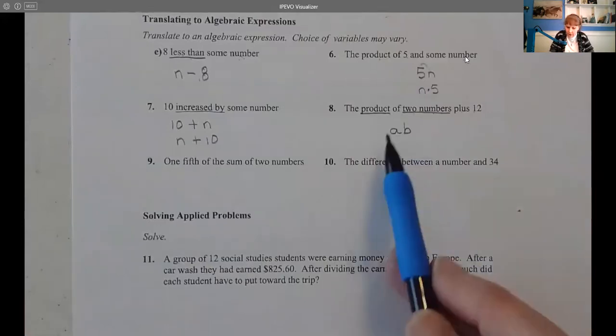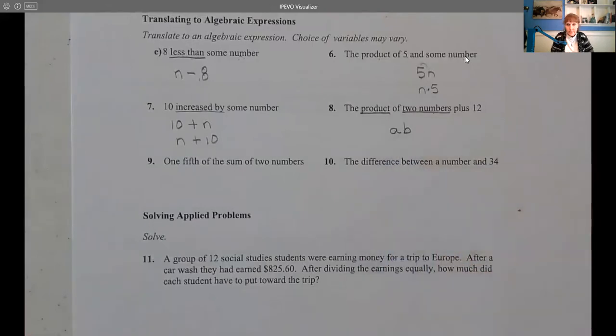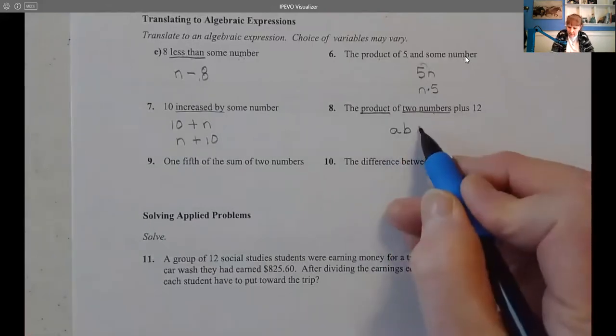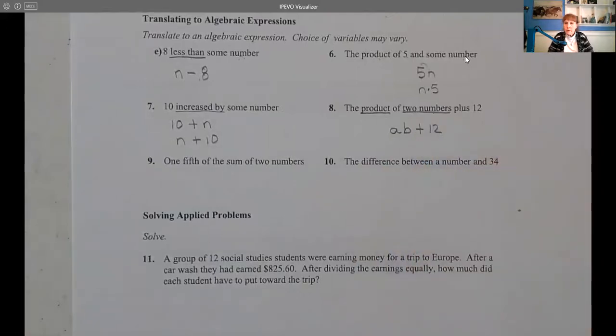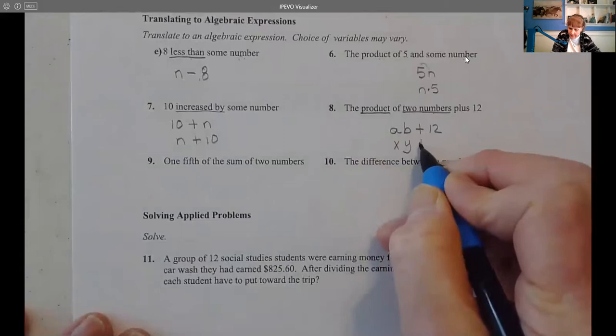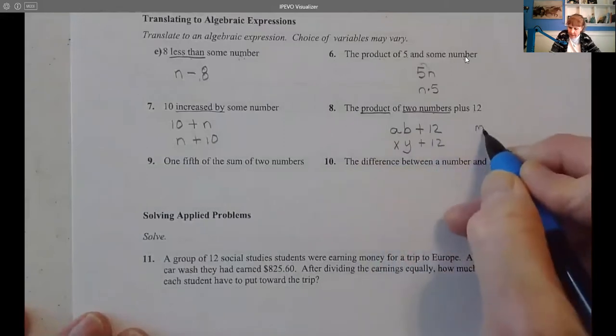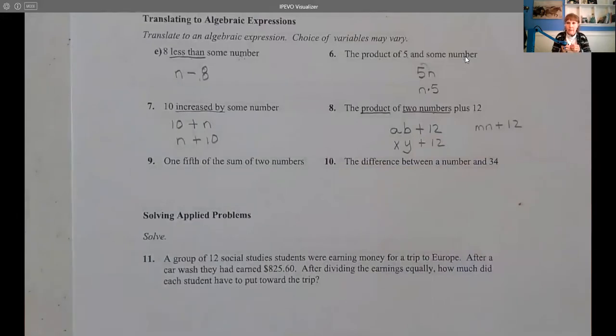They're next to each other. That means I'm multiplying two different numbers here, A times B, plus 12, AB plus 12. So that's the product of two numbers. I chose to use A and B. You could have done X times Y or M times N. It doesn't matter as long as you're multiplying them. And in algebra, we put them next to each other. That means multiply. Okay. Number 9.